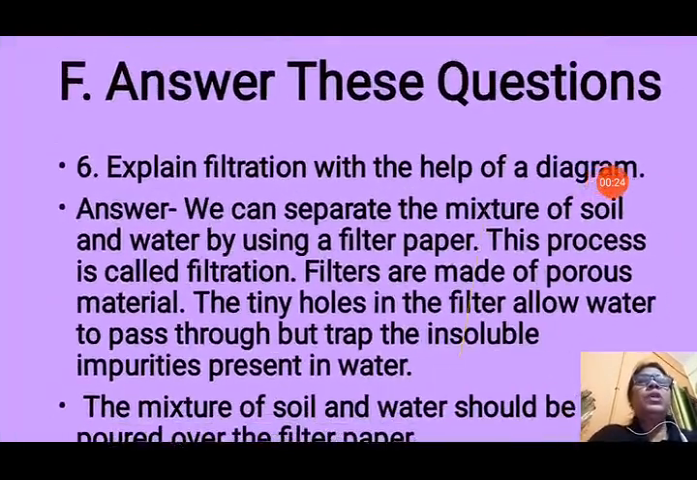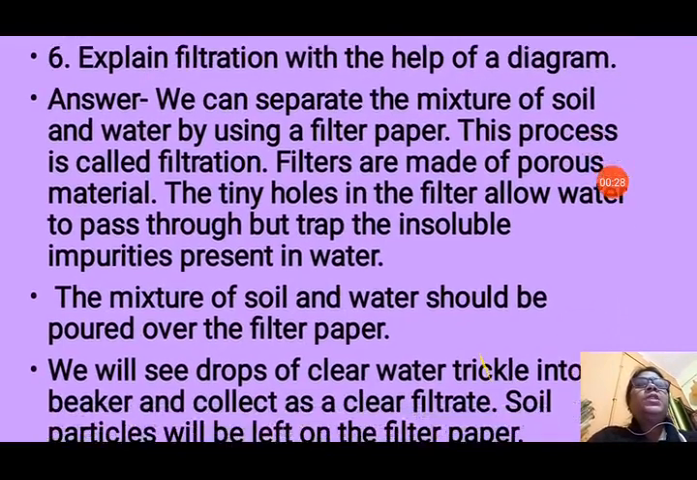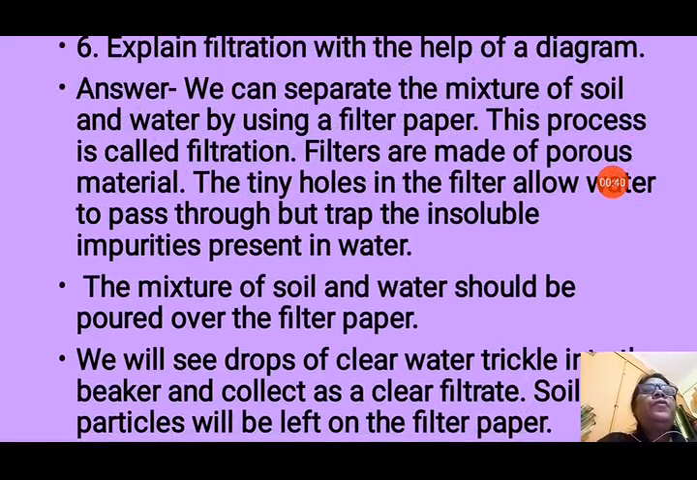First is, explain filtration with the help of a diagram. Answer: we can separate the mixture of soil and water by using a filter paper. That means the insoluble impurities can be removed by filtering using a filter paper. This process is called filtration. Filters are made up of porous material.